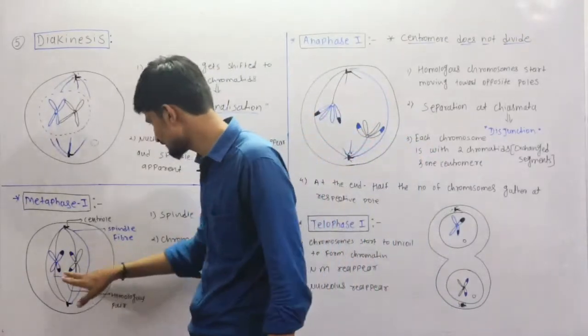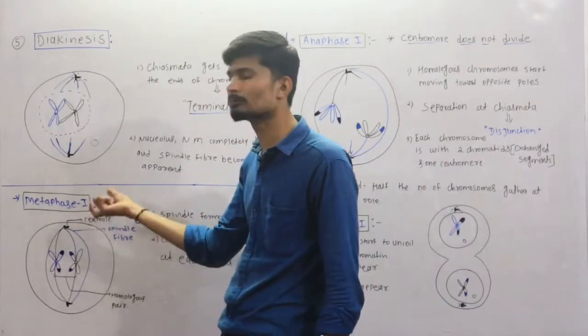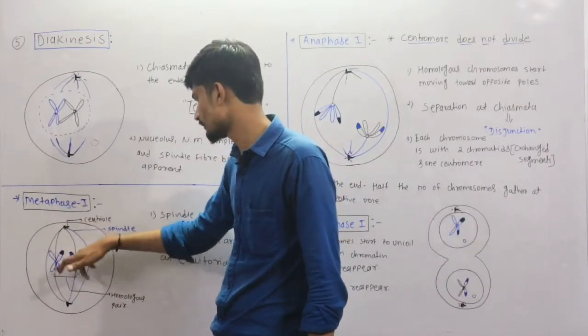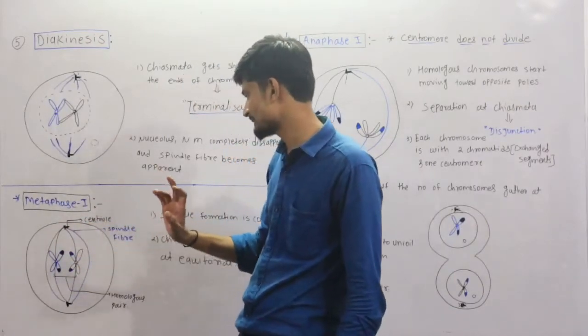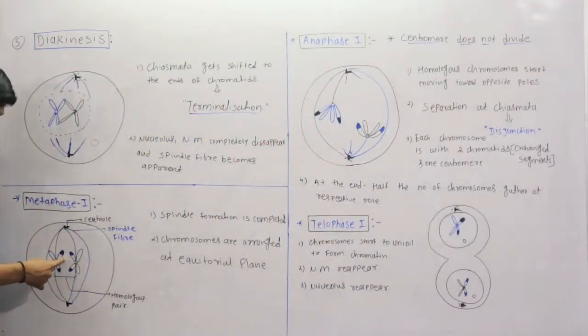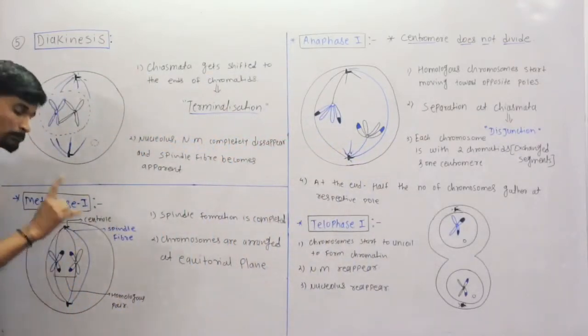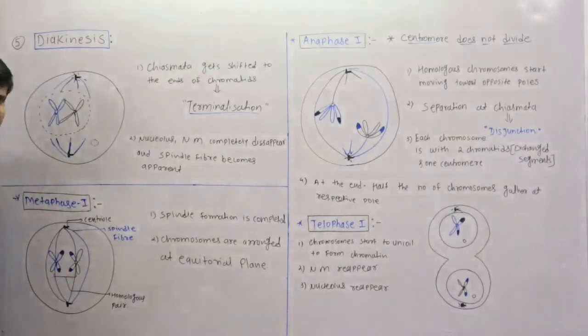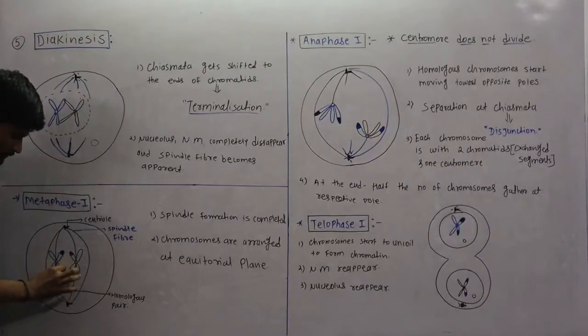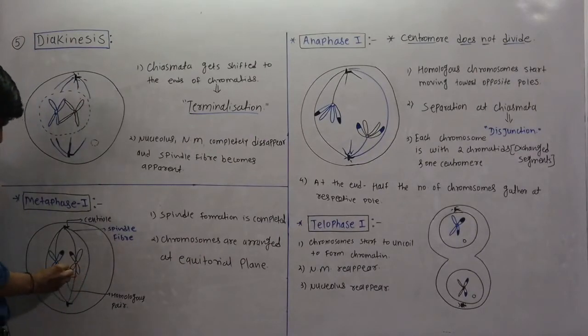This is the homologous pair. These are the spindle fibers and these are the centrioles from which the spindle fibers arise. Now in the diagram I am showing these as separated, but they are not completely separated in metaphase first. They get separated in anaphase first. So in your notes you have to draw these arms closer to each other.